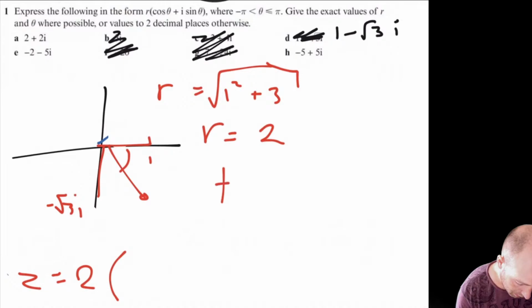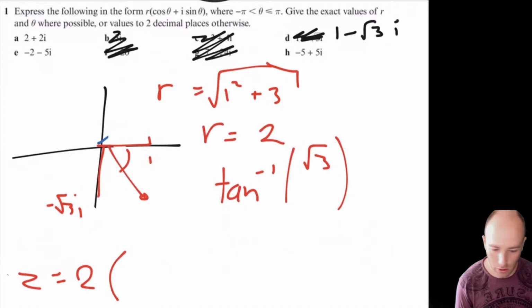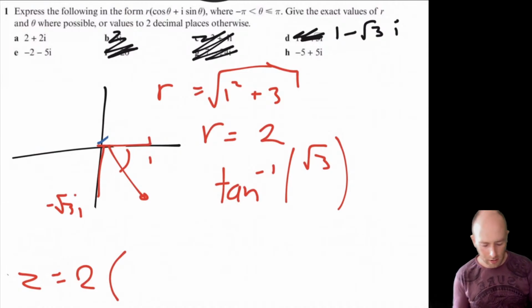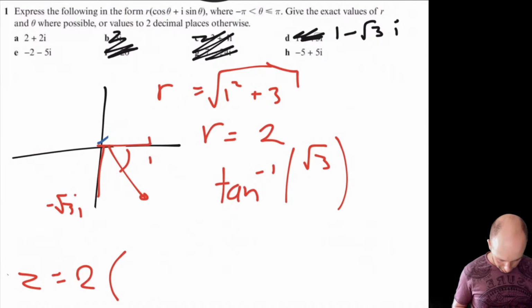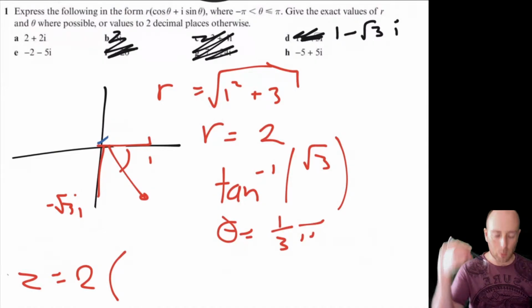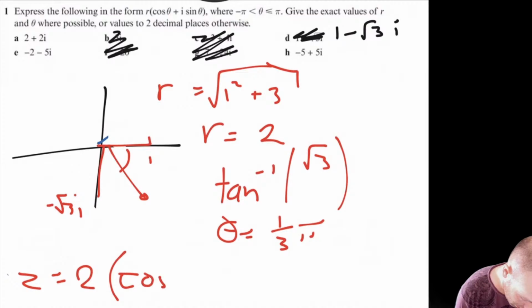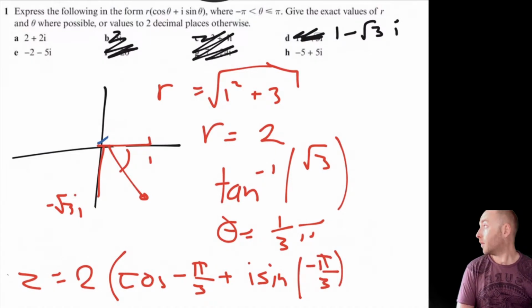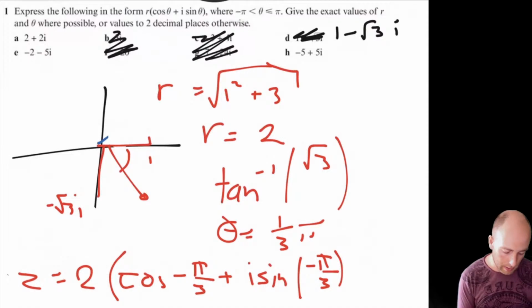To find theta, we're going to do tan to the -1 of root 3, which we should know. I've forgotten what it is, and I've dropped my calculator. Is it 2/3 pi? Might be 2/3 pi. 1/3 pi, that's it. So theta is 1/3 pi. Because we're down in that quadrant, we need to have cos minus pi by 3 plus i sine minus pi by 3. Cool. Right, so that's the second one.